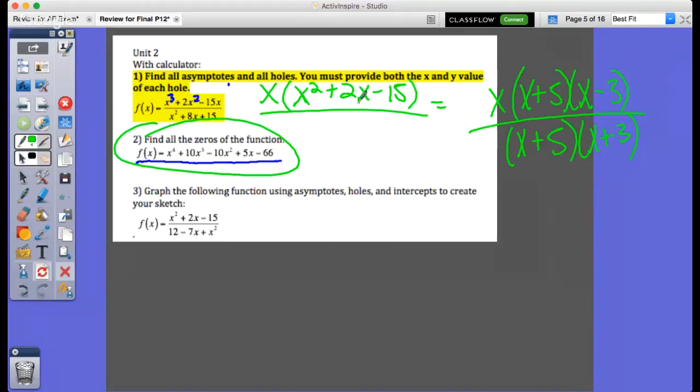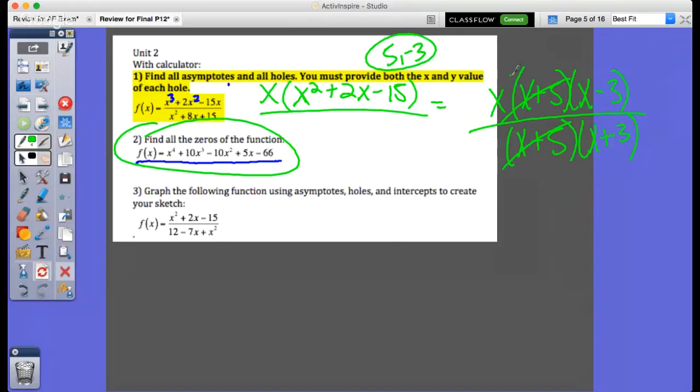Just what two numbers multiply to get here, right? But add to be here? It's because 5 times -3 is -15, and 5 minus 3 is 2. Does that make sense? So those are going to be holes. X equals -5. Good.